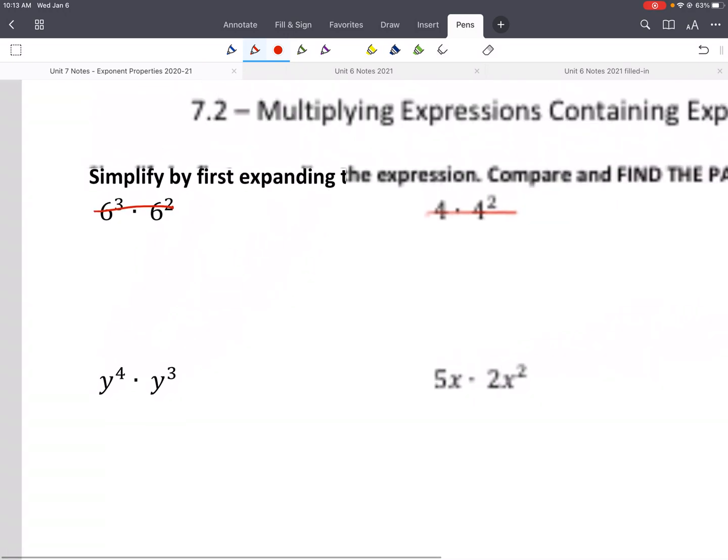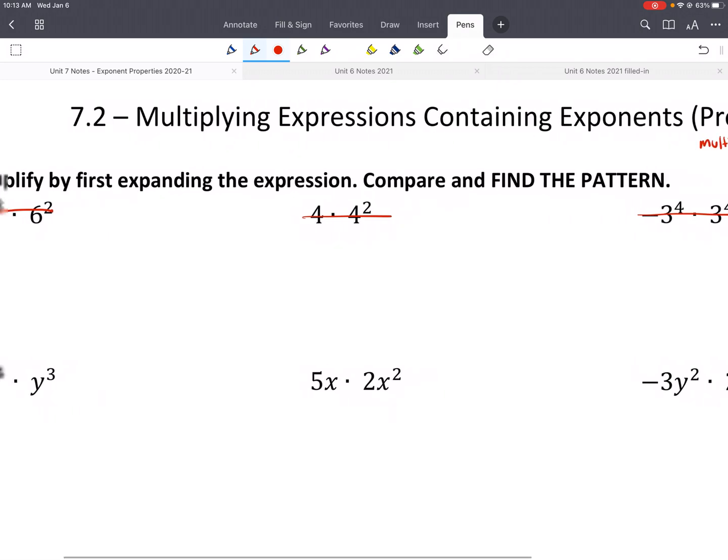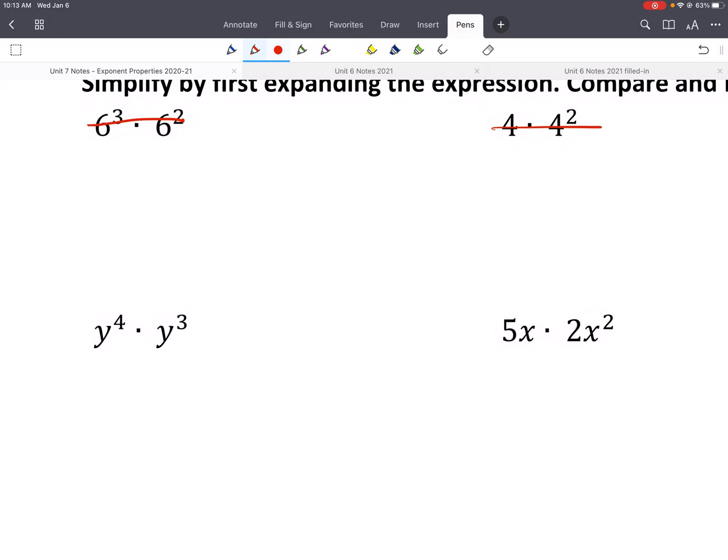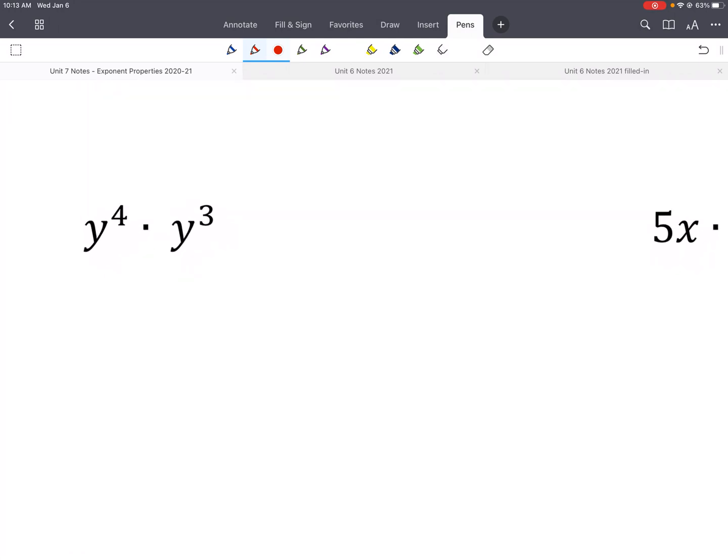and then we will simplify them, and we're going to see if we can find some sort of pattern. We're going to skip these first top three, mostly because on your test and on your homework, I think most everything is using variables. So let's just get straight into the variables.